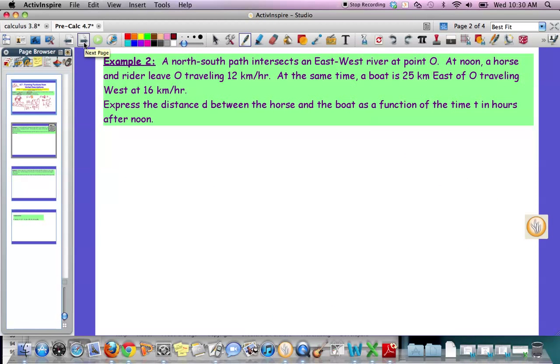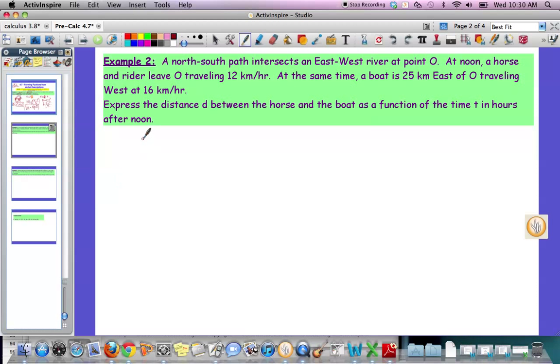This one says this: a north-south path intersects an east-west river at point O. At noon, a horse and rider leave point O, traveling 12 kilometers per hour. At the same time, a boat is 25 kilometers east of O, traveling west at 16 kilometers per hour. I think it's really important to get some type of a picture.